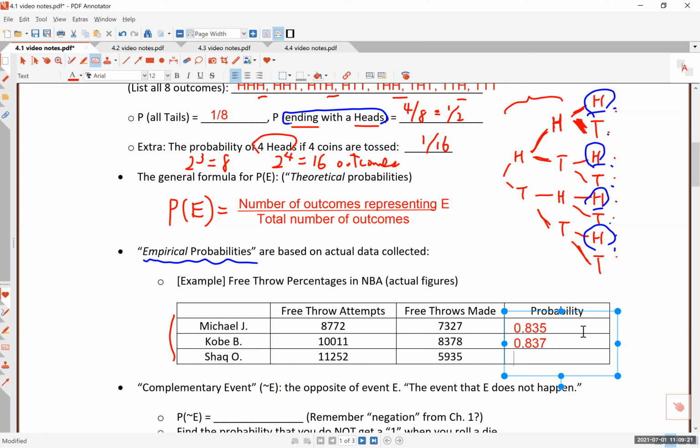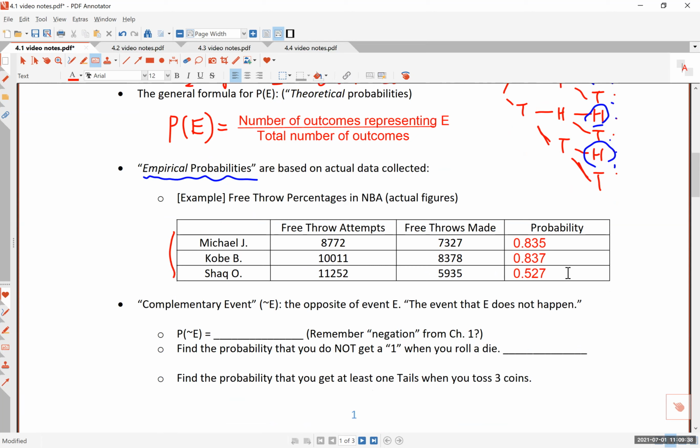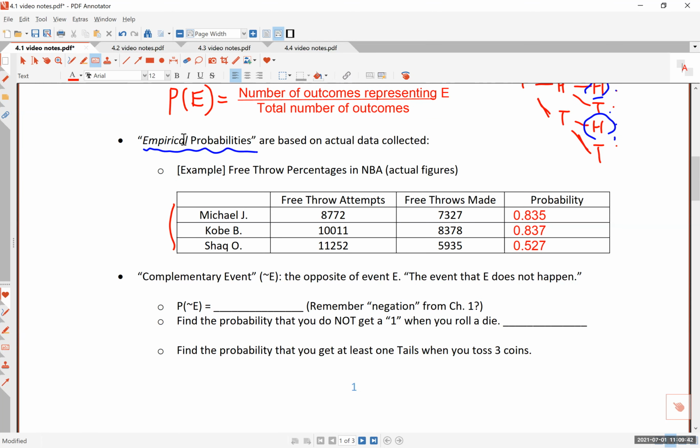Shaquille O'Neal is another story. If you divide 5,935 successful throws made by the number of attempts, you get 0.527. I am not denying he was a great player, but as far as the free throw percentages are concerned, he is not at par with the other two. Okay, but anyway, this kind of idea is called empirical probabilities.